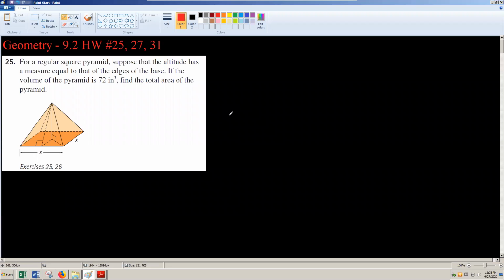So we're looking at 9.2 homework today, starting with number 25. Here we have a regular square pyramid, which means we have a square on the bottom, and then it's coming up, its intersection for the altitude coming down like this is a right angle. All of its lateral edges are the same.